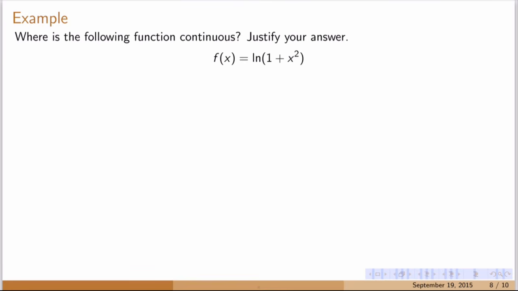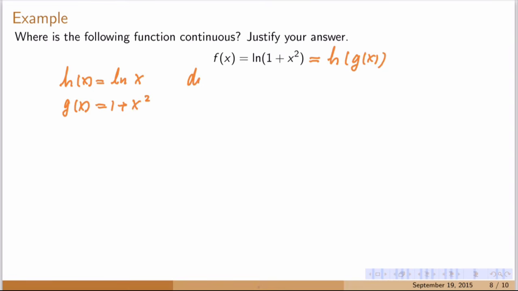Where is the following function continuous? Justify your answer. f of x is log of 1 plus x squared. So I write this as a composite function. Now I use an h, I hope this doesn't disturb you too much. So I use an outer function h and an inner function g of x. So h of x would then be ln x, and g of x is 1 plus x squared. So what about the domain of definition?